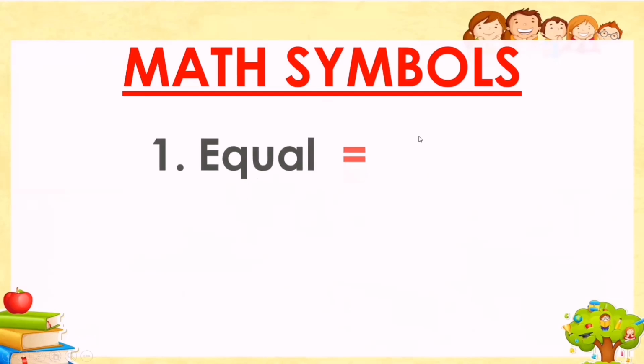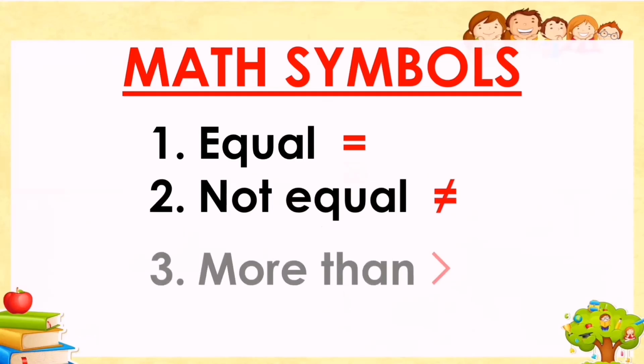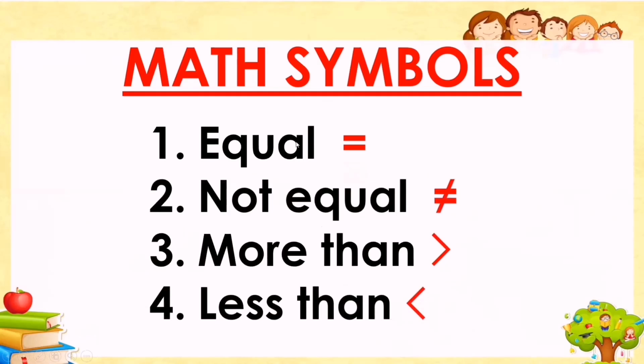So for today, we will learn 4 math symbols. We have number 1, equal. 2 is not equal. More than, and we have less than. Okay, so this is the symbol of equal. This is not equal. This is more than, and last is less than. Okay, so let's learn them one by one.